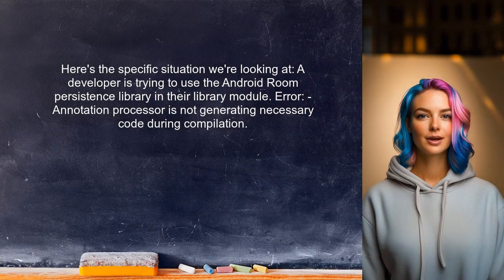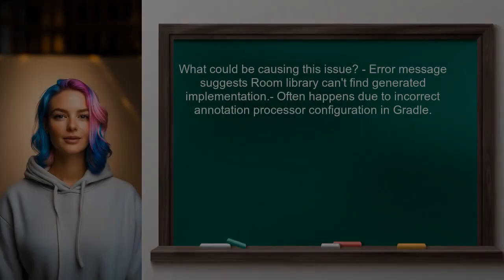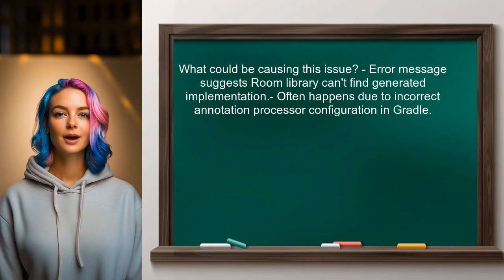Here's the specific situation we're looking at. A developer is trying to use the Android Room Persistence Library in their library module. However, they received an error indicating that the annotation processor is not generating the necessary code during compilation. Let's break this down. So, what could be causing this issue?